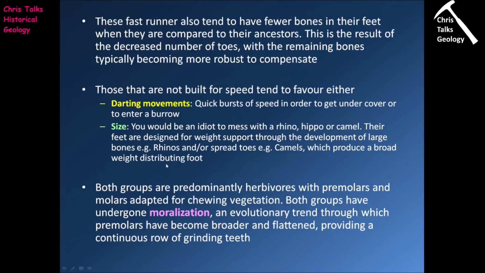Now, both groups, that's the Artiodactyla and the Perissodactyla, are predominantly herbivores, with premolars and molars adapted for chewing vegetation. Both groups have undergone a process called molarization, an evolutionary trend through which the premolars have become broader and flattened, so they look like regular molars. This helps to provide an additional set of chewing teeth, so you have a near continuous row of grinding teeth down the side of the mouth, which can be used to pulp vegetation more efficiently, thereby allowing for maximum nutrient extraction.